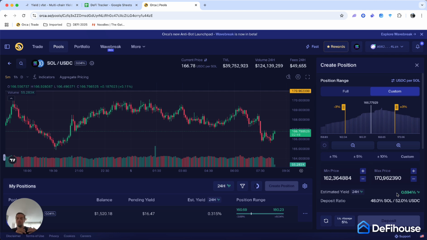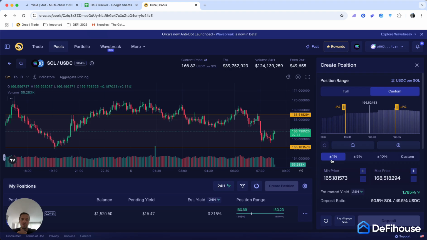And if you get a bit more, it acts as a bonus, right? But don't expect to always get exactly this amount. So now, if I change the range to even smaller, for example, 1%, so 165, 168, a very tiny range, right? I'm earning almost 1.8% a day. And you might think that's amazing, right? It's much more. But for Solana to leave this range, it's very, very simple.